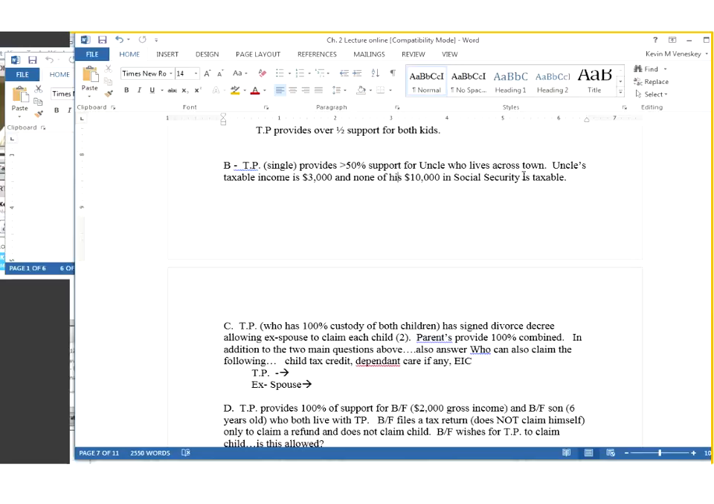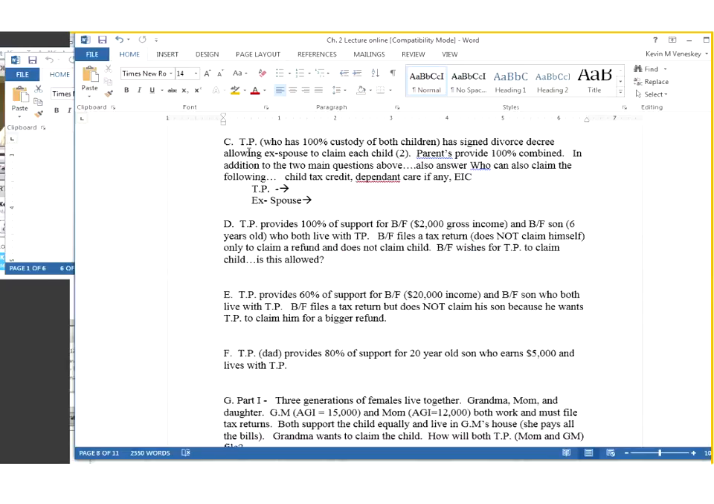But the key things for this one: you can claim your uncle because, one, you provided over half his support. It doesn't matter that he didn't live with you. He doesn't have to be a qualifying child. Because he is a relative, he doesn't have to live with you, as long as you provided over half of his support and he didn't make over the $39.50 in taxable income. However, you cannot claim head of household because this was someone who did not live with you and is not your parent. Parents are the only exception that does not have to live with you for you to still claim head of household.